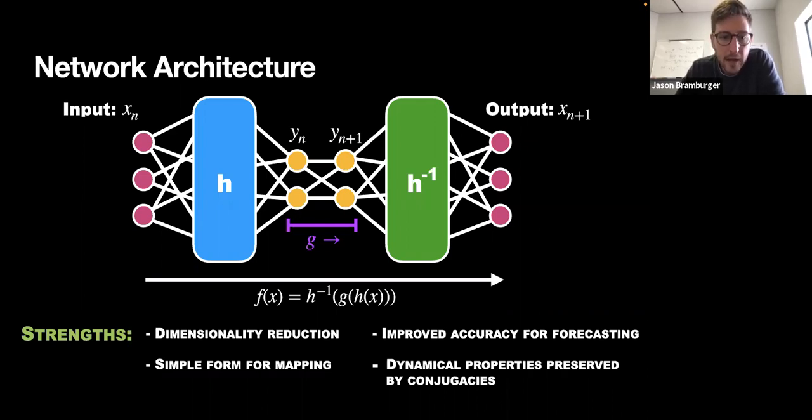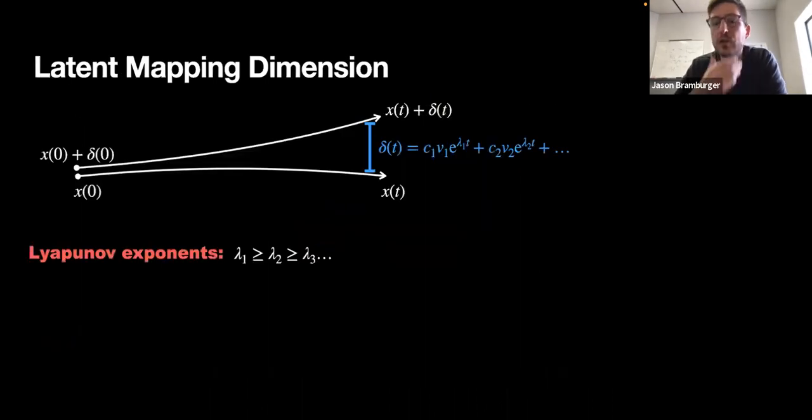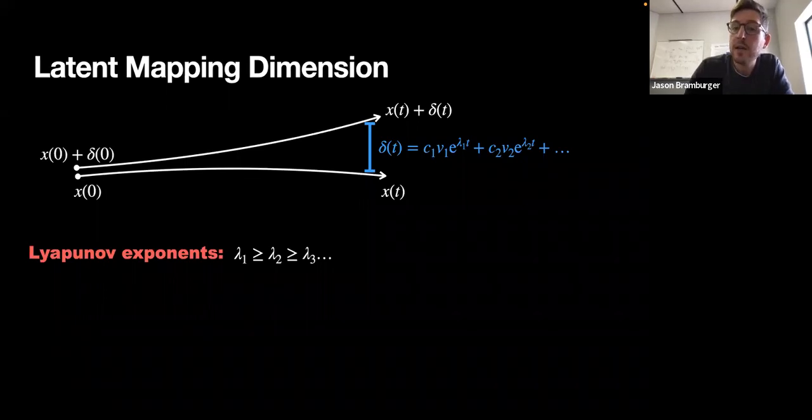Now, I just want to briefly address something. The first strength that I have written here is a dimensionality reduction. Now, a lot of the time when people are training, say, autoencoders, if you want to find characteristics of, say, images or something like that, you typically have to vary the dimension that you're going down to. However, you can actually do this in a very systematic way. You can actually figure out what dimension you should be projecting down to, based again on a lot of well-developed mathematical theory.